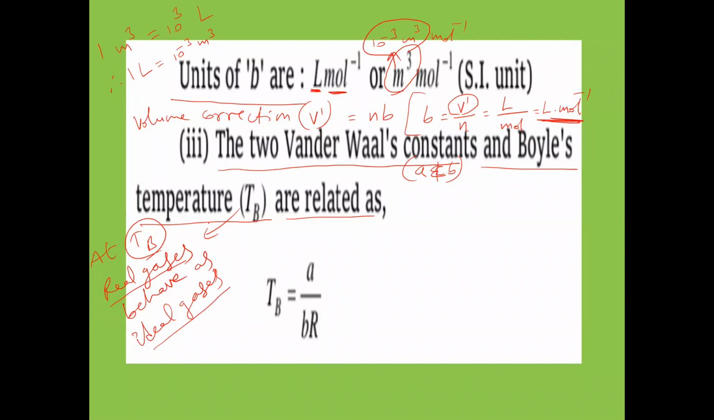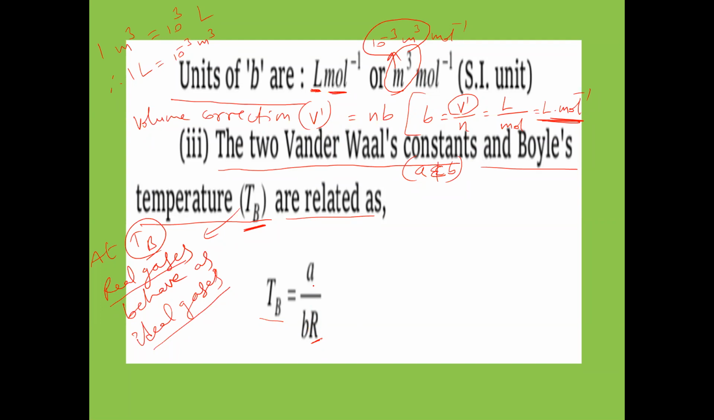So how to define Boyle temperature? The temperature at which the real gases behave like ideal gases is called Boyle temperature. So this Boyle temperature formula is given by TB. Boyle temperature is equal to a by Rb. Small a by capital R small b. What is R here? Universal gas constant.